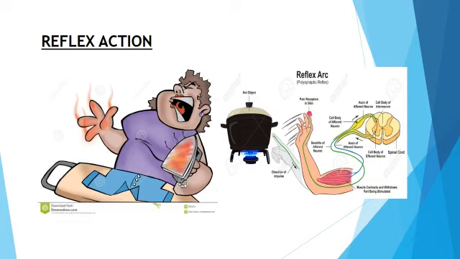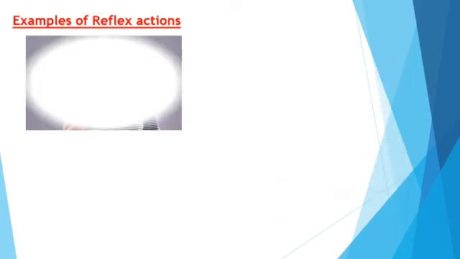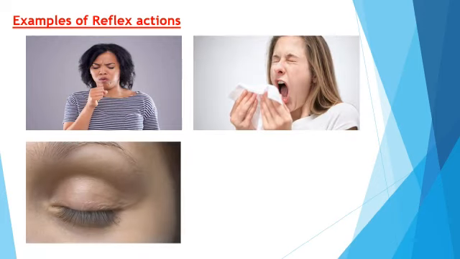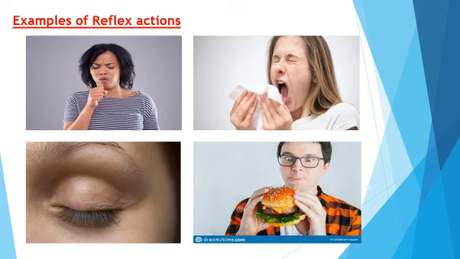Now you might have understood how you are able to pull back your hand when you accidentally touch a hot pan. Some other human reflex actions are coughing, sneezing, blinking of the eyes, jumping when frightened, and watering of mouth when you see some tasty food. All these actions are controlled by the spinal cord, and the brain is not involved in these actions.